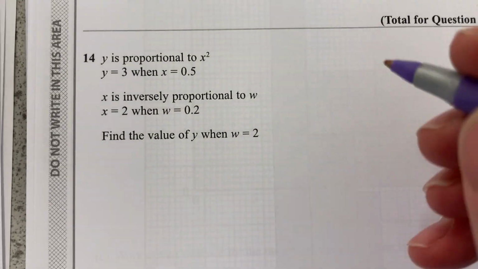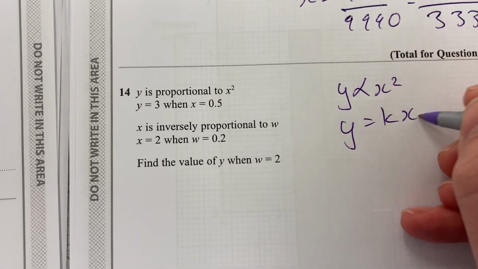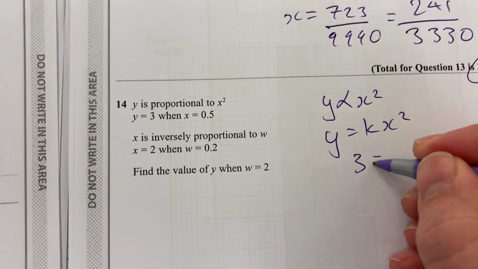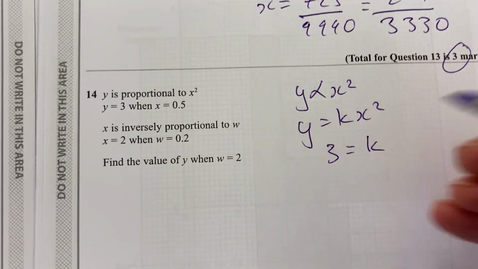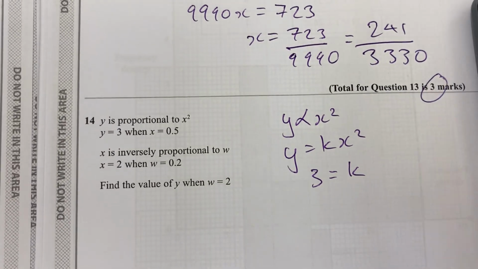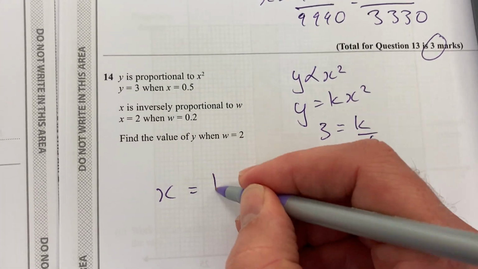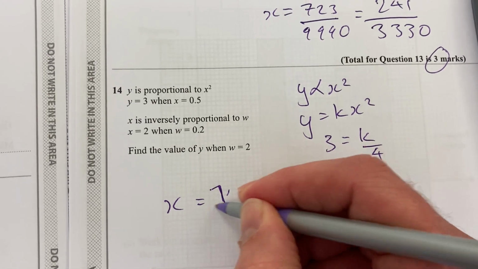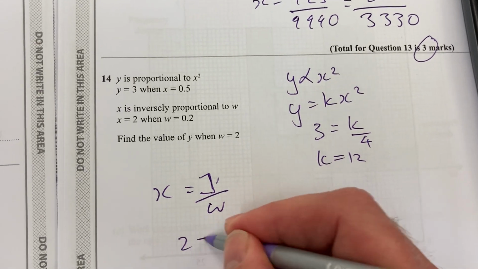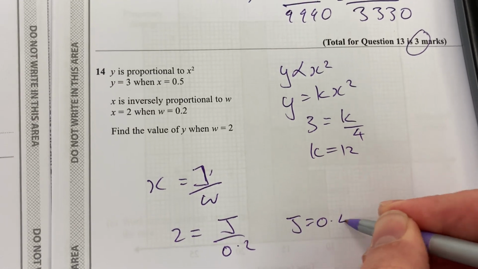Y is proportional to x squared. So y is equal to some value k times x squared. So let's work out what that k is. Y is 3 when x is 0.5 squared. So that's over 4, so k is 12. Now x is inversely proportional, let's call it j over w. So when x is 2, j over 0.2, so j equals 0.4.